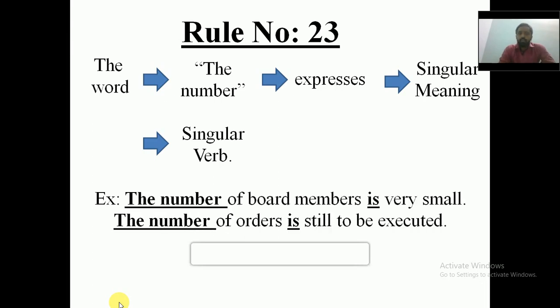An example here: The number of board members is very small. Why have we used the singular verb? The reason is that the sentence begins with "the number," and the number expresses singular meaning. So we have to use the singular verb. Coming to the second example: The number of orders is still to be executed. Again, the sentence begins with "the number," and the number expresses singular meaning. So we have to use the singular verb.